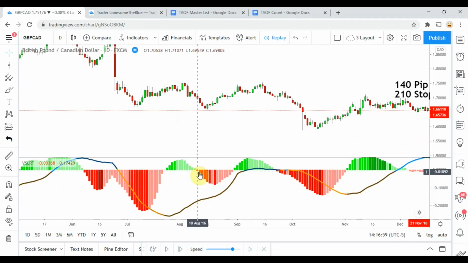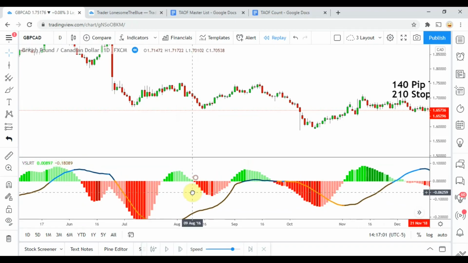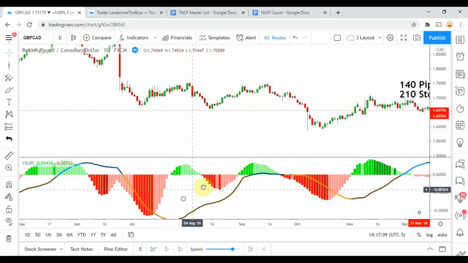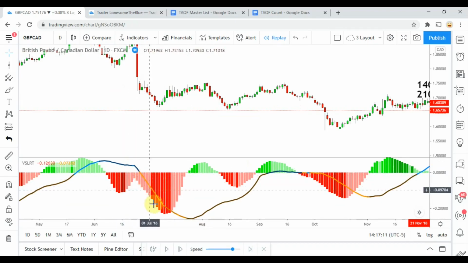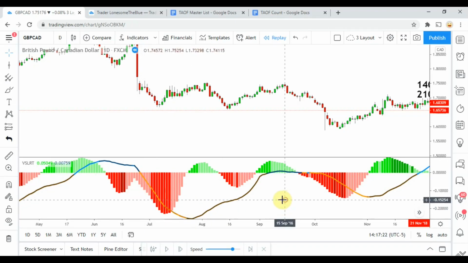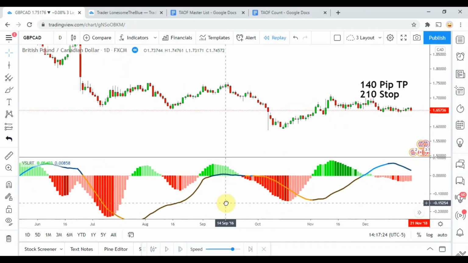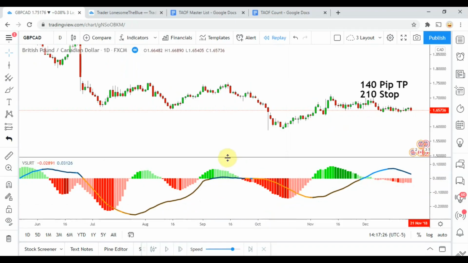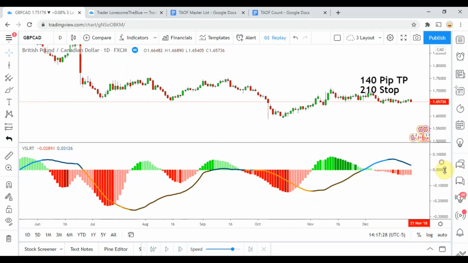Now on the reverse side, let's move over to here. When we have the histogram bars breaking to the downside on the vibrant red color, that is a strong short-term downtrend. And when the long-term trend line is below the 0 and it is orange, that is a strong long-term downtrend. And so, how are we going to trade this? Well, obviously, there are two pieces to it that we have to account for.